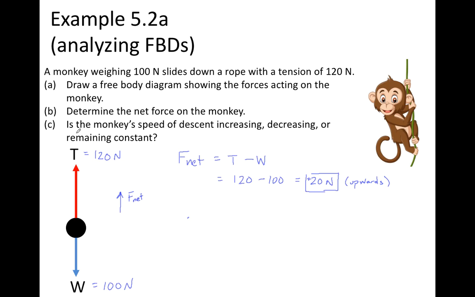For part C, we want to describe, is the monkey's speed of descent increasing, decreasing, or remaining constant? So in this case, we need to recall that the monkey is moving downwards. And so the velocity of the monkey is opposite the net force and the acceleration of the monkey. So when an object's acceleration and velocity are in opposite directions, that object is going to be slowing down. So the monkey is going to be slowing down as it slides down the rope.